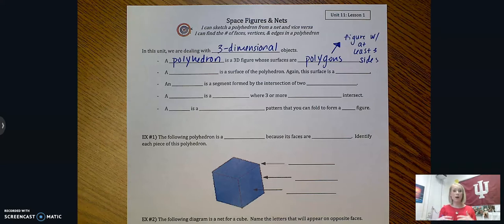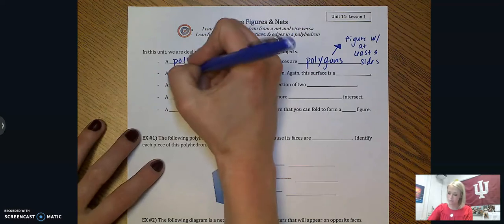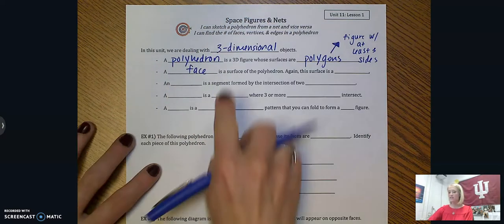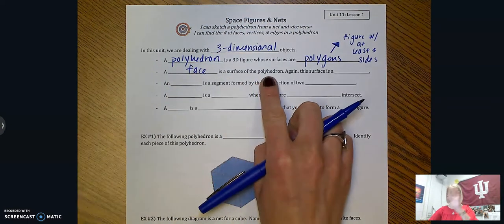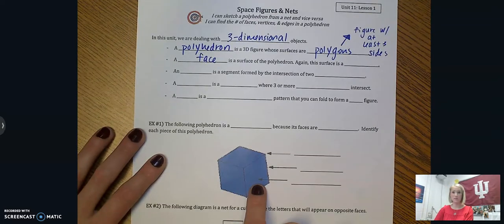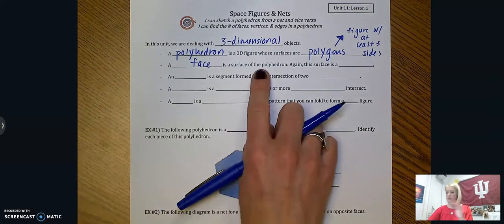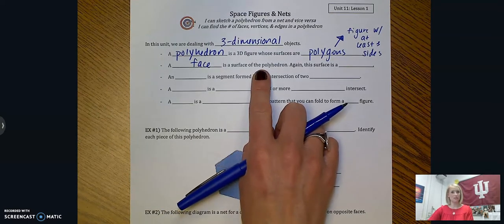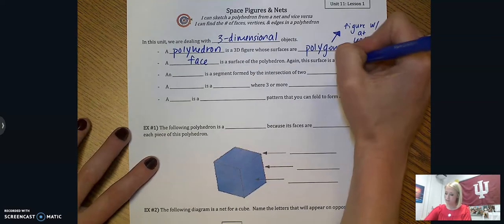All right, different parts of a polyhedron. The first term is a face. A face is a surface of the polyhedron, just like one of the sides. And again, I'm going to show you these things down here on this picture of this box. So it's just a surface of the polyhedron. Again, every surface is just a polygon, a certain shape.